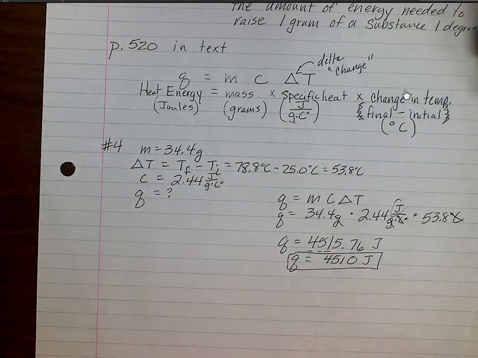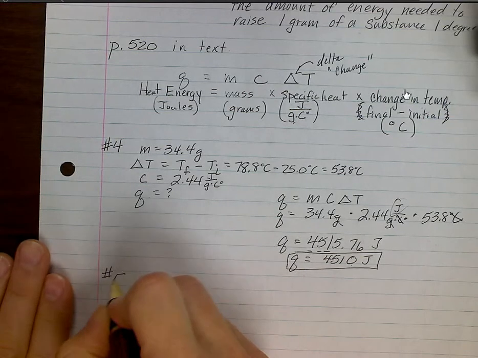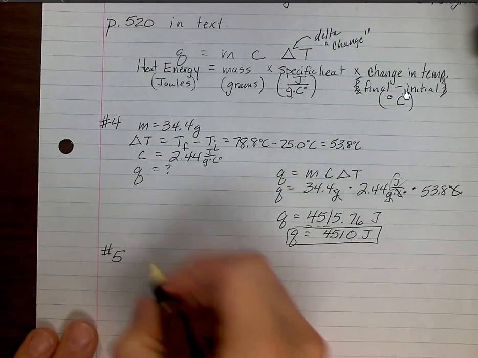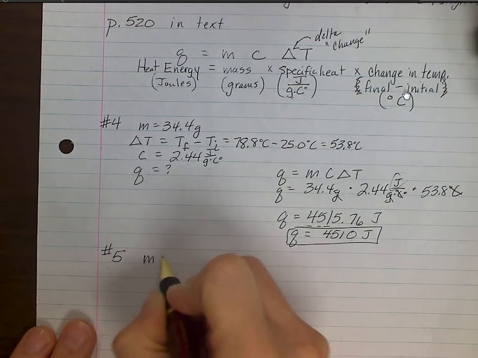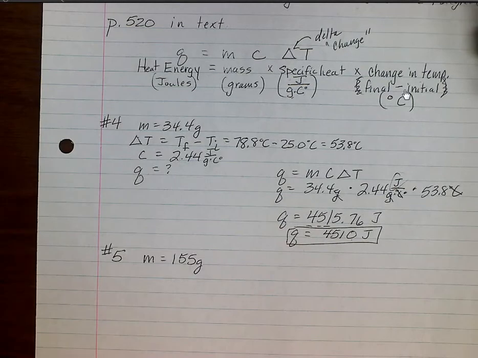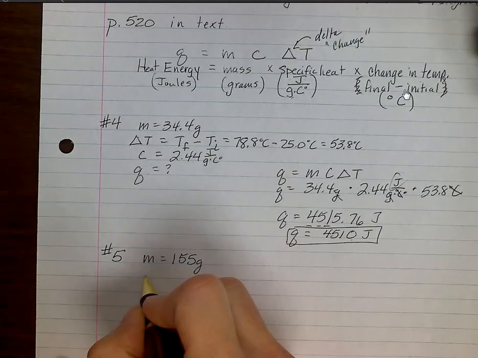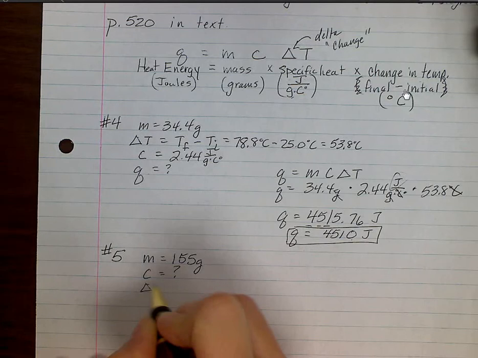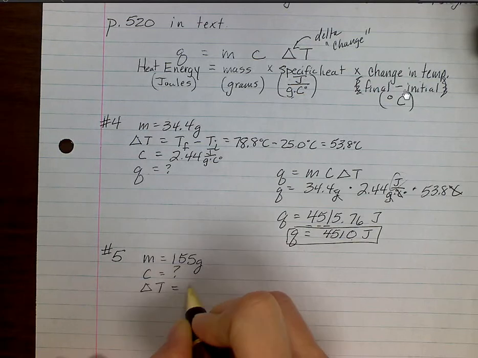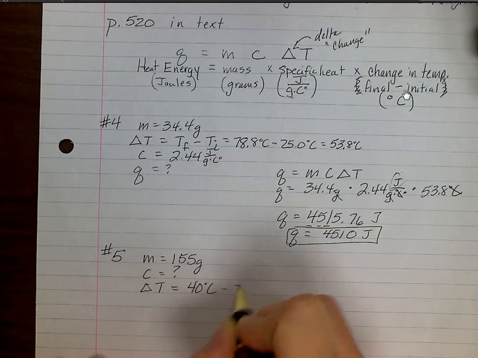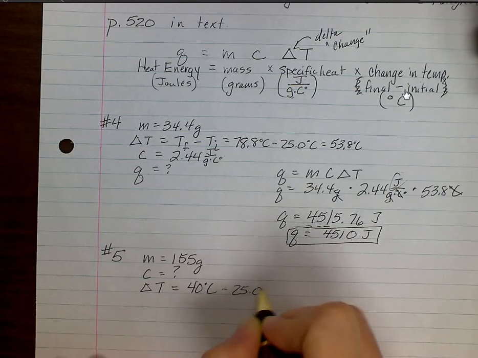Number 5. 155 gram sample of an unknown substance. Okay, so we don't know what the specific heat of this thing is. It's unknown. It raises the temperature from 25 to 40. So our change in temperature is 40 degrees Celsius minus 25.0 degrees Celsius. So we have a change in temperature of 15.0 degrees Celsius.